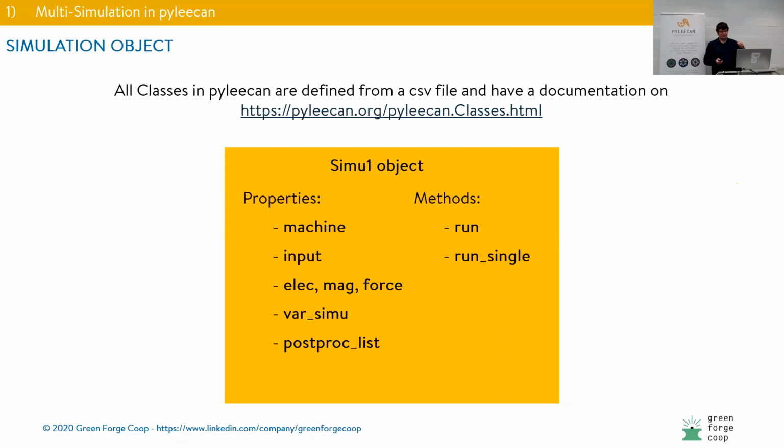And the last but not least, we have the post-proc list that enables you to define the post-processing that you want to run at the end of the simulation. I will come back to that later. And then the two most significant methods that you need to know for simulation are run, that will run everything, so including var simu, and run single, that is more about running electrical, magnetic, and forces.